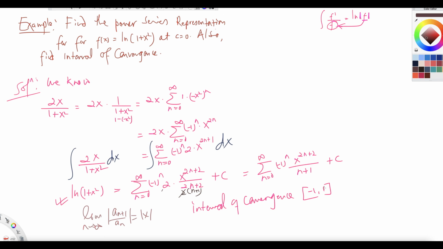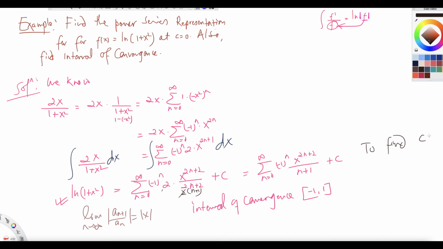Okay, now the thing is, how do I find the value of c? I think in the last example I forgot how to find the value of c. What you can do is pick any value in this interval, and then find the value of c. Let us try that one, and use the same technique. After you find the interval of convergence, pick any value of x in that interval, and then find the value of c.